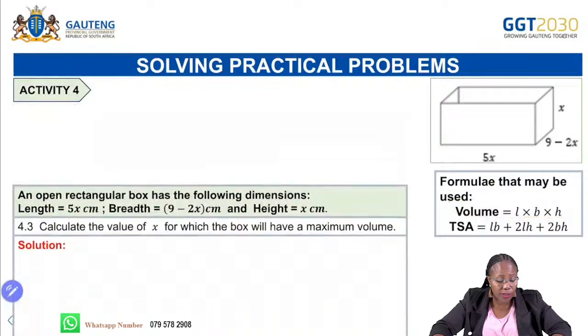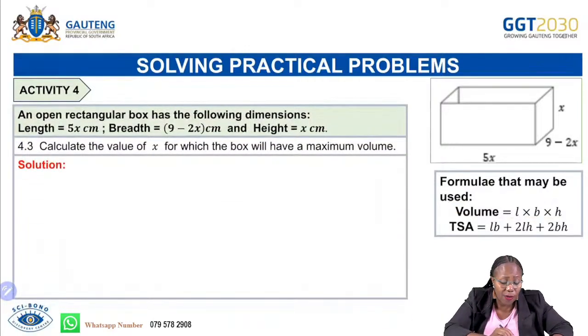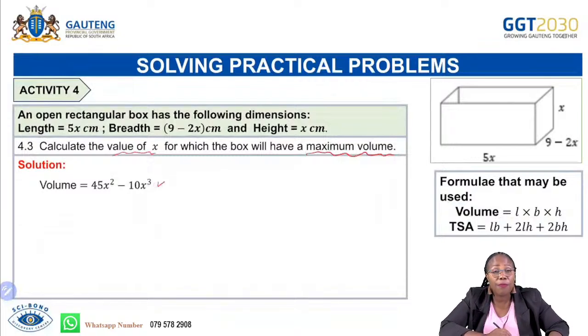Activity 4, still on activity 4. We are now calculating the value of x. Calculate the value of x for which the box will have a maximum volume. Maximum volume means derive the volume. If you want to solve for x, let it equal 0 and solve for x. So let's maximize our volume. This is the volume we calculated on 4.2. And then we are deriving the volume in terms of x.